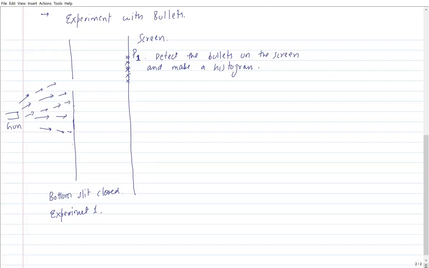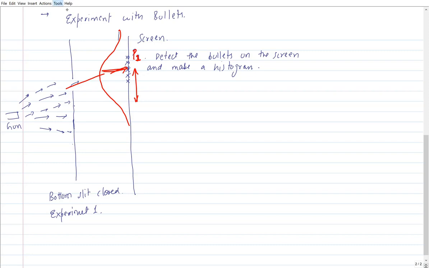So, as you can sense, I'll have a probability distribution that looks like some sort of a curve which is peaked at some point, maybe peaked over here. So that's my P1, the probability, which I calculated from the histogram of detecting a bullet as a function of this y coordinate. So that was my experiment 1.